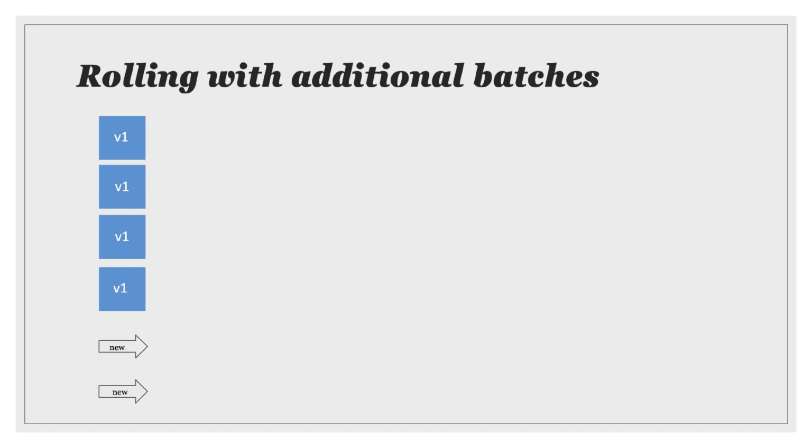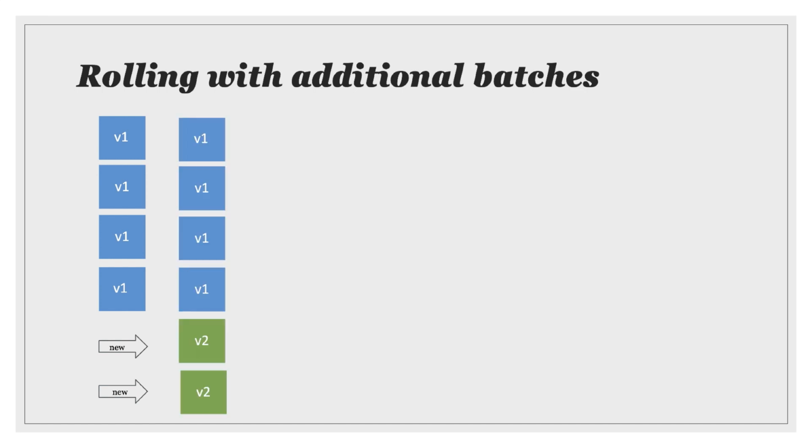Then we have rolling with additional batches. Now this is the advanced version of rolling. Over here, you have the same number of instances, 4, with version 1 running on them. At the initial stage, we add 2 new instances with the latest version running on them, which is version 2. So we have 4 instances with version 1, and I would say not 2 additional batches, but 2 additional instances. So we take a batch size of 2.